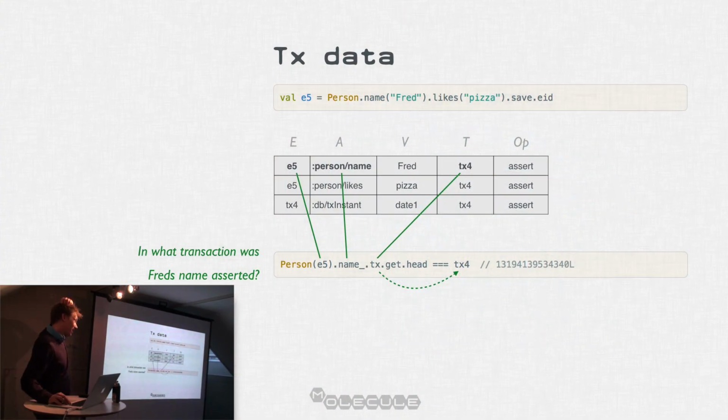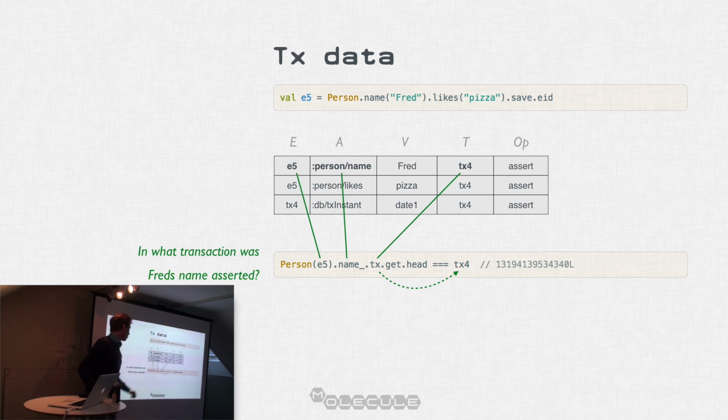Yeah, transaction data. This is pretty cool, because we can ask in what transaction was Fred's name asserted. Then we can say person with some entity number and some attribute name, and then we can call this transaction, which gives us this value here. Because normally the value of the name attribute is Fred. So normally we get values from this column, right? But if we want to get the transaction number, we can write this, which is a special keyword in Molecule. So you can get that value, right? I think that's pretty cool.